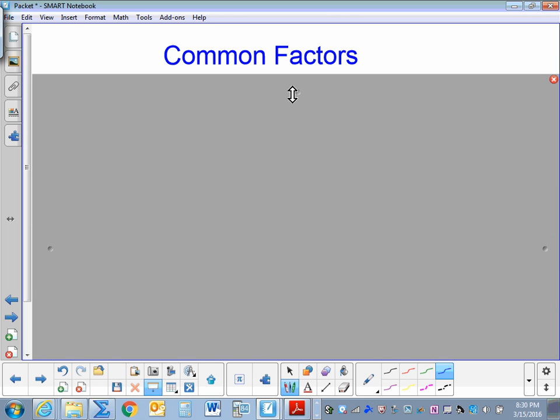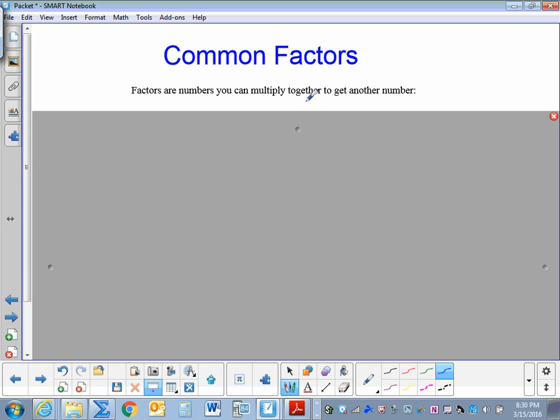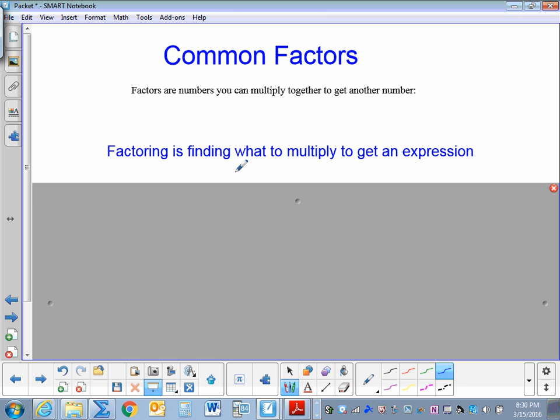Common factors, we'll be looking at common factors today. Factors are numbers you can multiply together to get another number. And we're going to be factoring, which is finding what to multiply to get an expression.